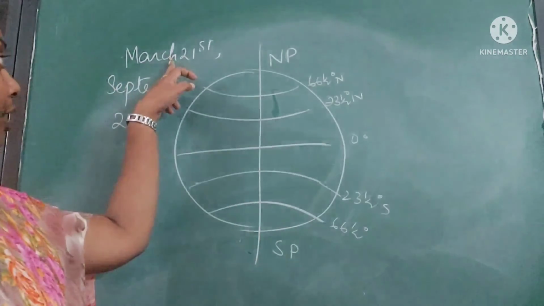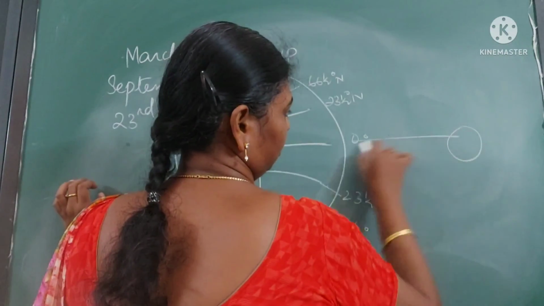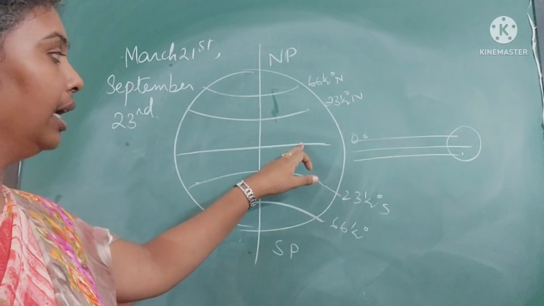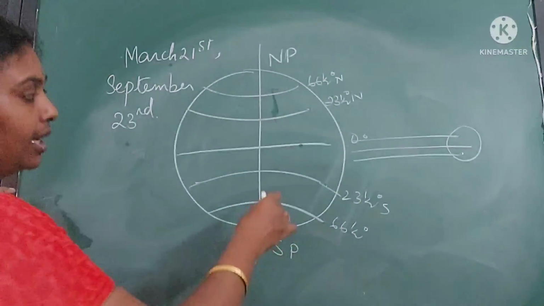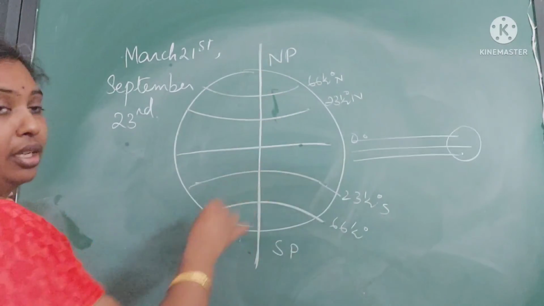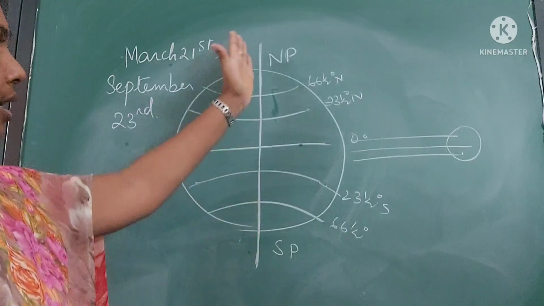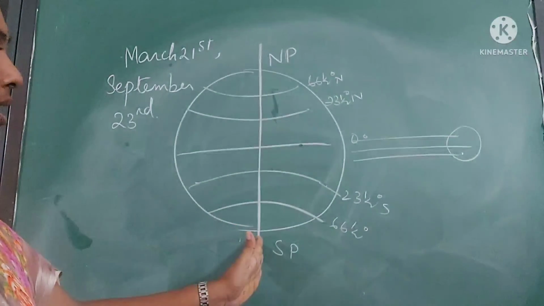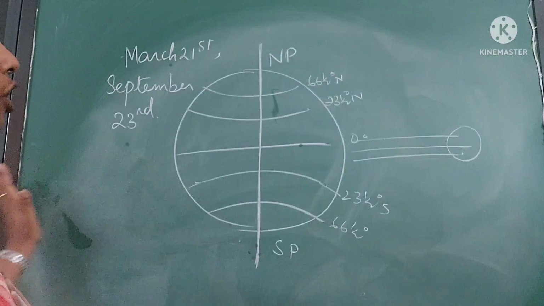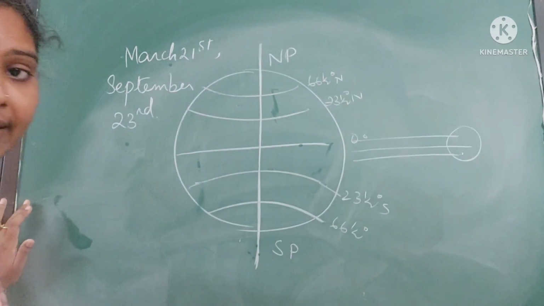So both on March 21st and September 23rd, the sun rays will be falling directly over the equator. So here, when the sun rays are falling directly over the equator, the line is passing through the circle of illumination. So here we will be having equal days and equal nights.